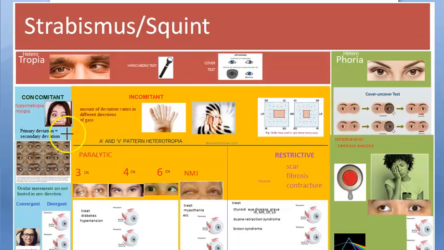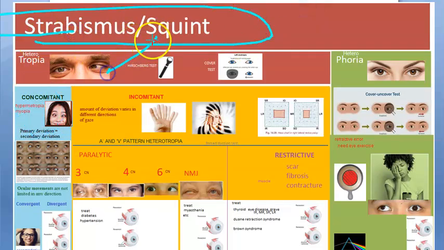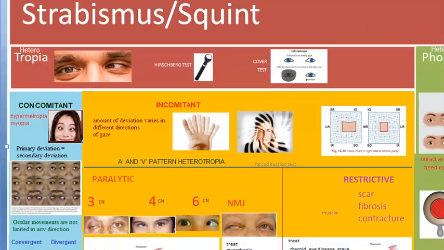Hello people, in this video let us look at this concomitant squint. So basically, where are we? We are looking at strabismus or squint. Under that we have two types, heterotropia and heterophoria. Heterotropia, how do you find out? There are two tests here, the Hirschberg test and the cover test. Let us look at these also.